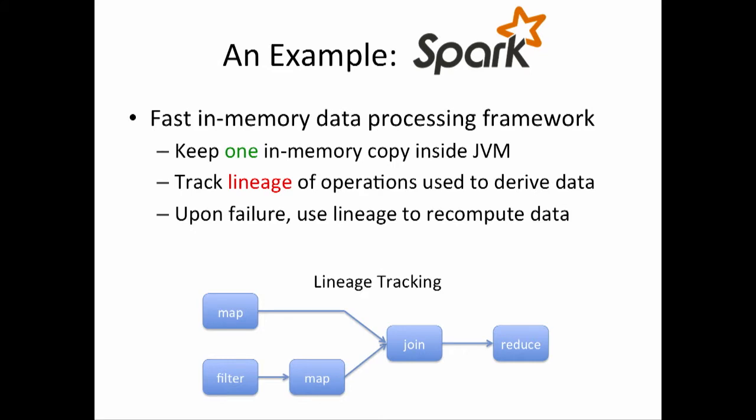It keeps one in-memory copy inside the JVM and keeps track of the lineage used to derive the data. When anything fails, it just uses lineage to recompute the data. For example, if the map result gets lost, it simply recomputes and gets it back. So Spark is great. It has been widely deployed in industry and significantly improved the performance of many applications. But there are still several issues not covered.